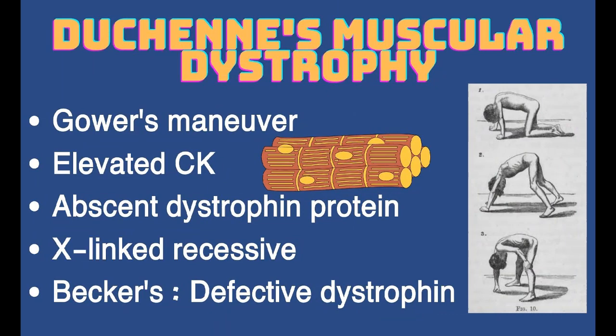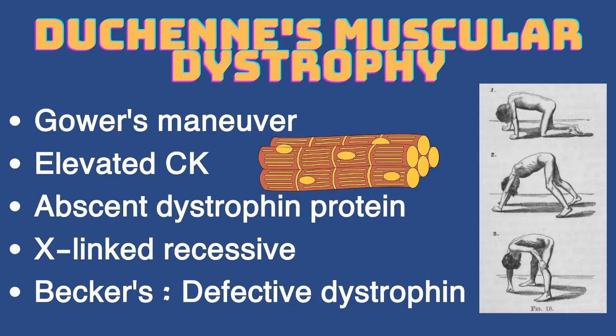Now this poor little dude over here on your left is not practicing for track. This little dude looks like he's got a pretty good set of calves there, except it's pseudohypertrophy. It's actually fat. And why? The reason this poor little kid is doing this is he's climbing up on his legs to stand up. It's called Gower's maneuver. This little kid has an elevated serum CK, and he has an absence of a certain protein. Name it: dystrophin. What does he have? Duchenne's muscular dystrophy. Genetics: sex-linked recessive. Missing what? Dystrophin. Just remember, dystrophy, dystrophin.